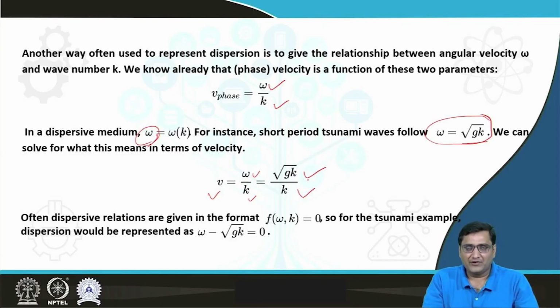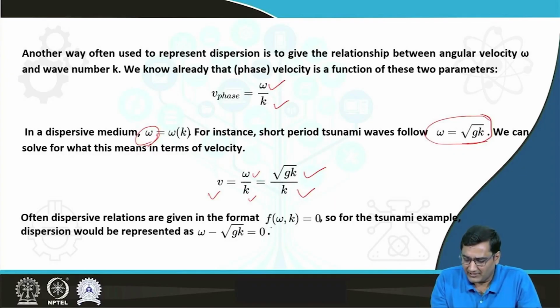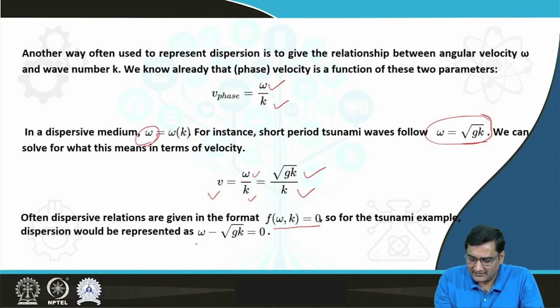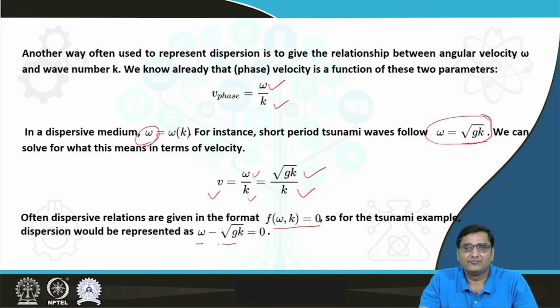If we want to write this relation in terms of dispersion, it can be written in the format f of omega comma k equal to 0. So for tsunami dispersion, it can be represented as omega minus the square root of g k equal to 0.